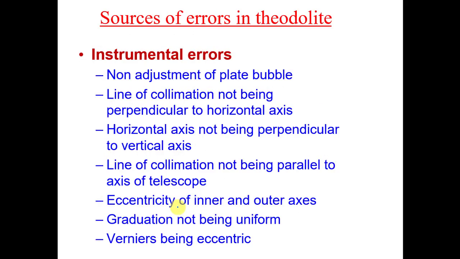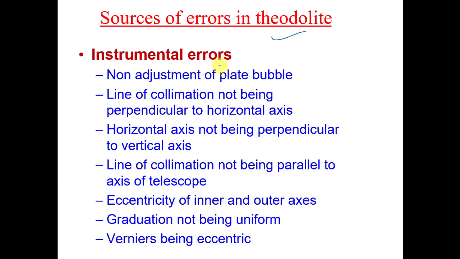Let's move further. And these are the sources of error. As I said earlier, if you do not go with a permanent adjustment as well as a temporary adjustment, you will face some error in your angle measurements, and these are your sources of error. The first topic inside this is instrumental error.